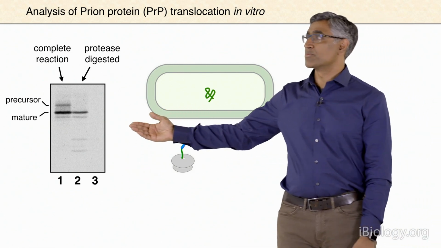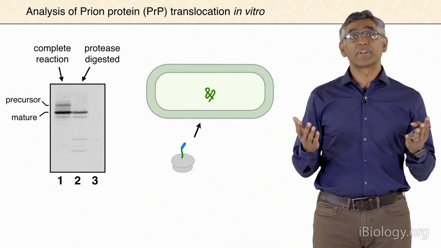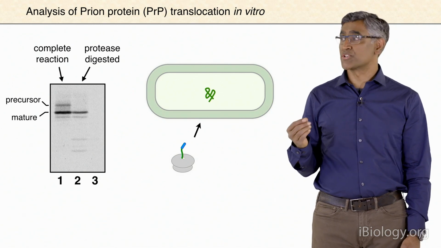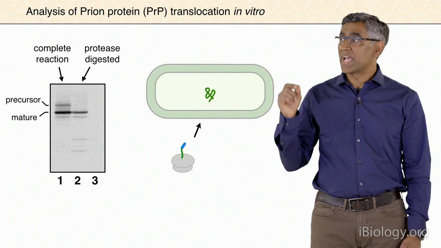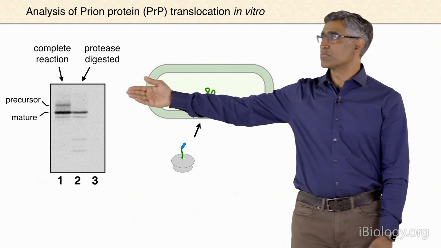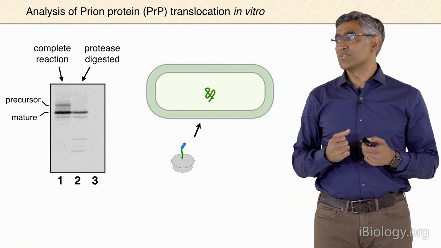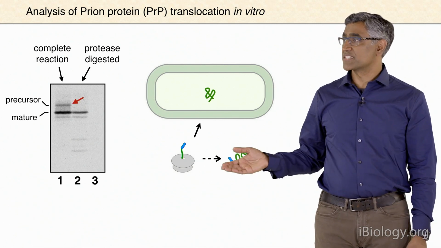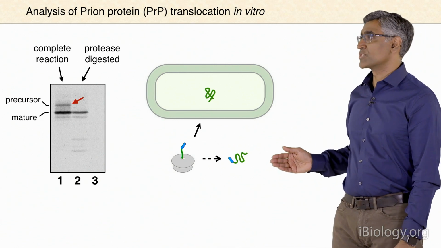So here's an experiment in which you synthesize prion protein. And in the first lane, you have the complete reaction. And of course, as expected, the major product is the mature product, the one that corresponds to the protein that gets across the membrane and has its signal peptide processed. But what you see is that there's a little bit of precursor that's left. So that was not quite seen with prolactin, which seemed to be a bit more efficient. So what that really suggested was there was a little bit of inefficiency in which this precursor was retained partially in the cytosol.